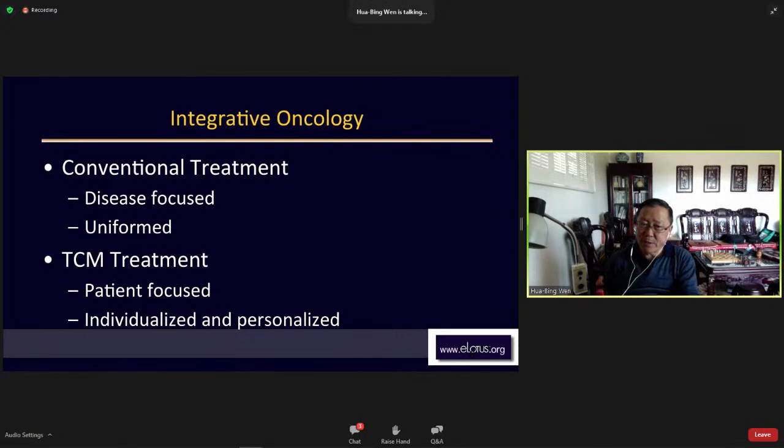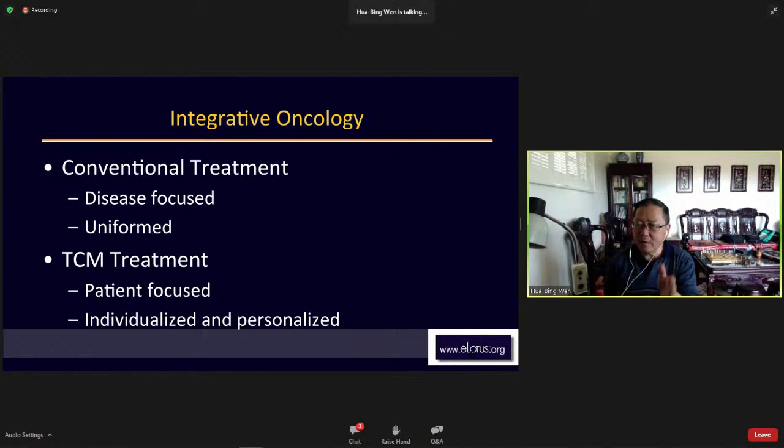And the TCM approach is patient focused. So it has to be individualized and personalized, and you have to have that model. One example: a lot of people after chemotherapy have loose diarrhea and poor appetite, and so we use 藿香正气散. Later we'll talk more about that. But some people, with the same chemotherapy, develop constipation. So we use 桃核承气汤, the peach pit 承气汤.